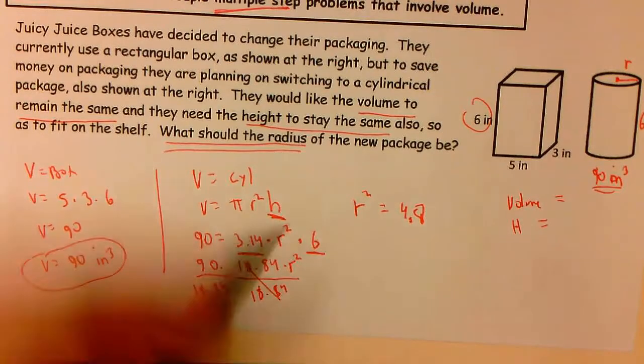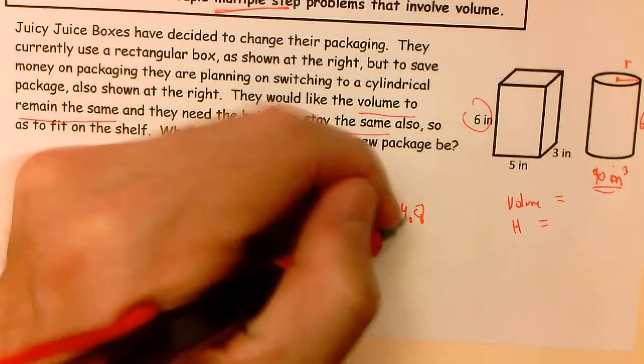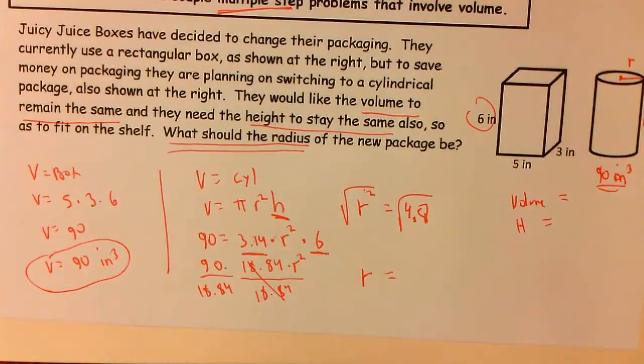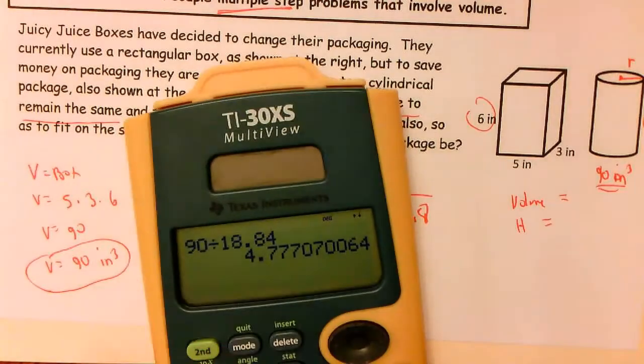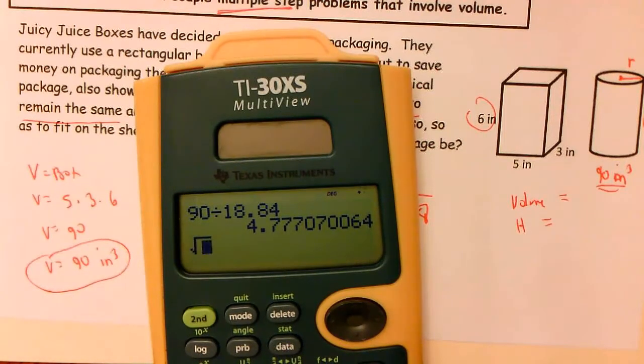My next job then is to get rid of the square. And the way I get rid of the square is to take the square root of both sides. But I want you to see how I do this on my calculator. I want to take the square root of this entire thing instead of rounding it off.